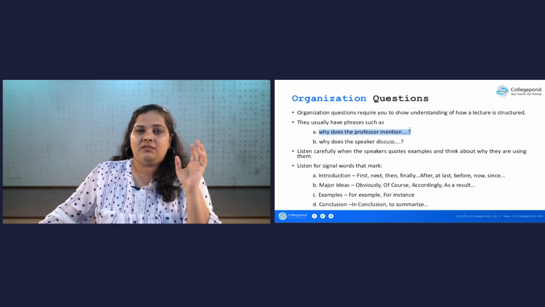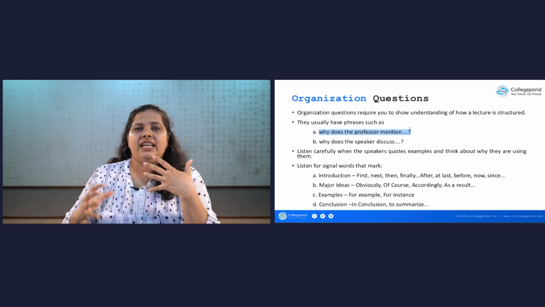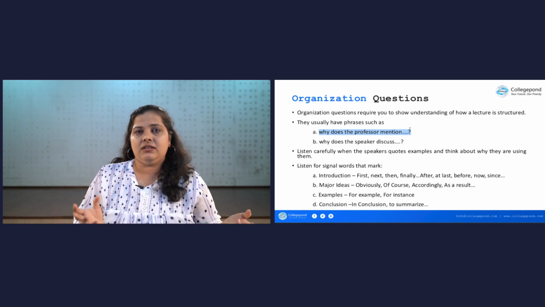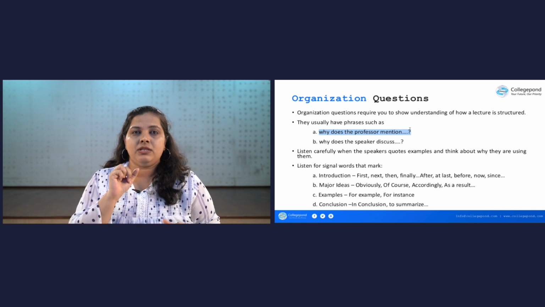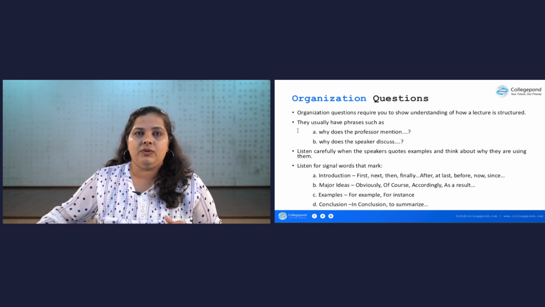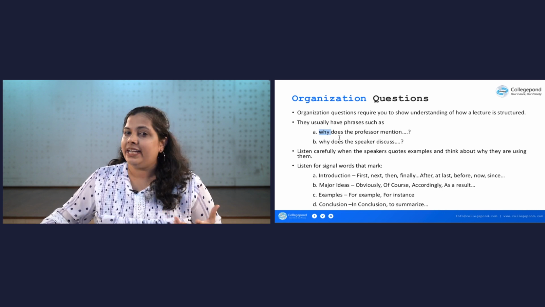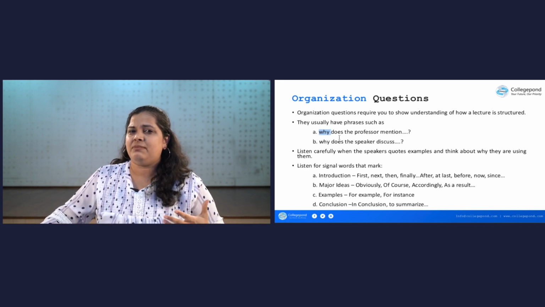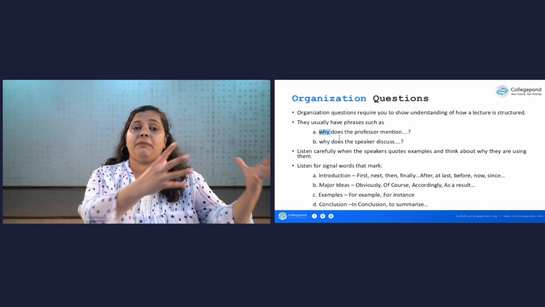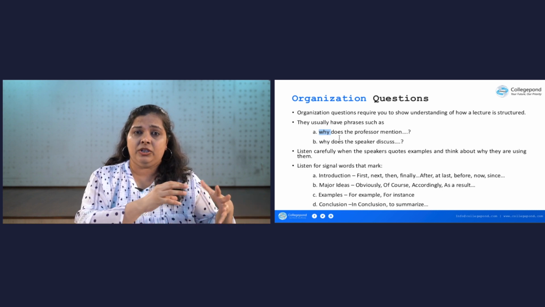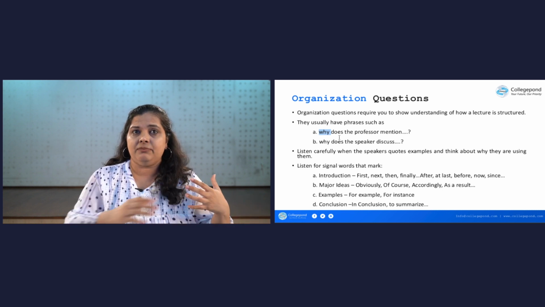Why does the professor mention X, Y, Z? Or why does the speaker discuss this? Initially, it might look like a purpose question because of this word "why" here, right? That could make you question, is this about the purpose? But really, if you remember, the purpose questions were all about the purpose of the passage overall or the purpose of a particular speaker when they say something.